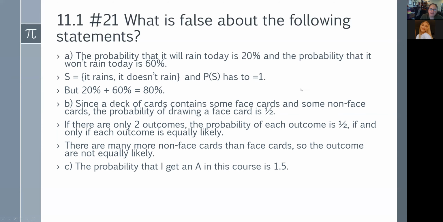The probability that I get an A in this course is 1.5. Well, remember, all probabilities must be between 0 and 1. It's not possible to have a probability that's larger than 1.